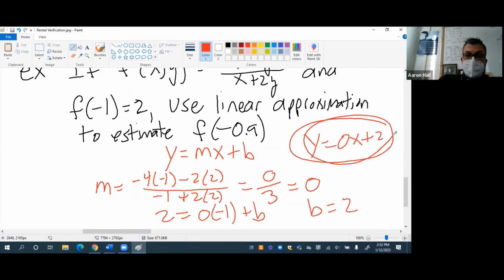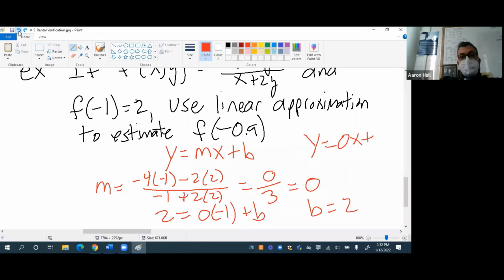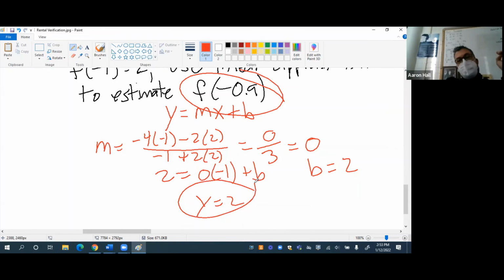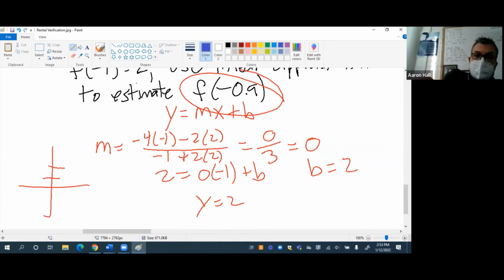This can be simplified to what? It just becomes y equals 2. So I have y equals 2. Now I want to estimate when x is -0.9. What is y when x is -0.9 for this equation? In fact, y is always 2.